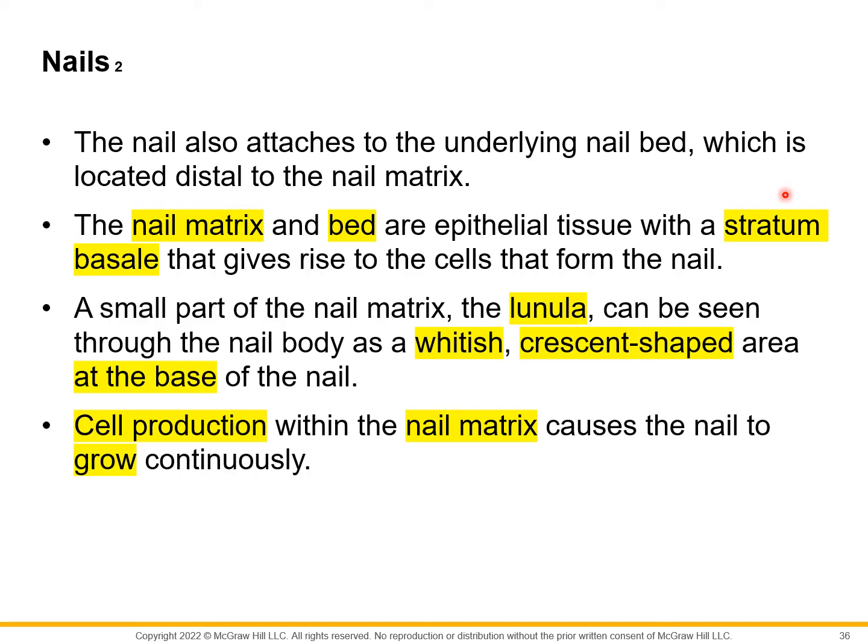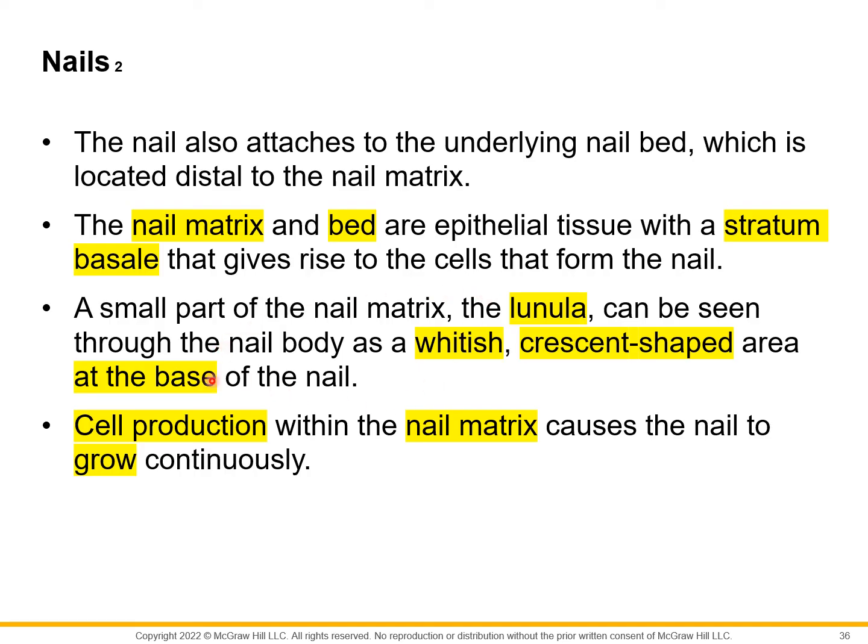Next, we have what is known as the lunula. This is the white crescent-shaped area at the base of the nail. So kung titignan niyo po yung kuko ninyo, merong, some of them, they have areas na mukhang may guhit na white or parang may half moon shape na white sa ilalim. So that one is called the lunula.